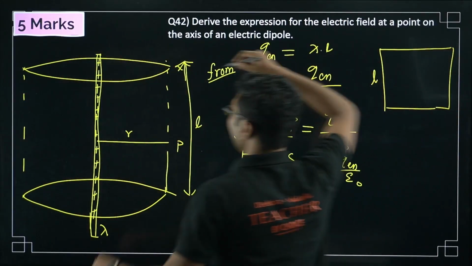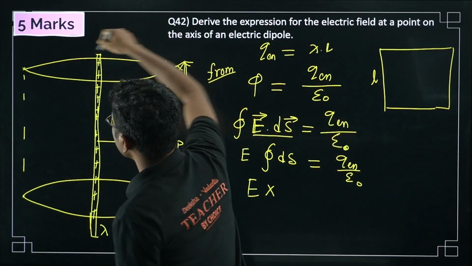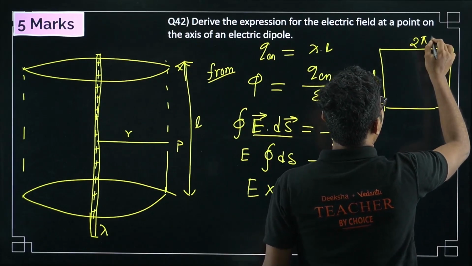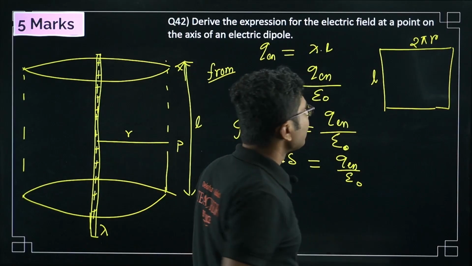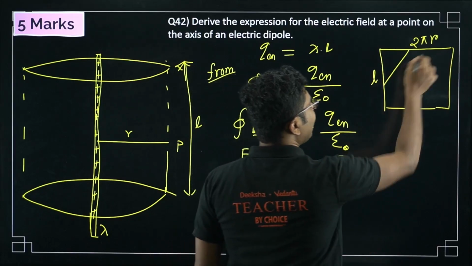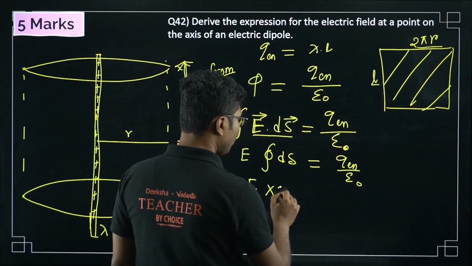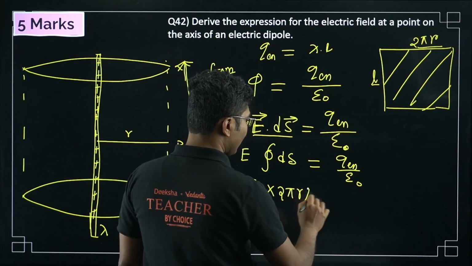Length is the perimeter of this circle. What is the perimeter of this circle? Perimeter of this circle is 2 pi r, where r is the radius. So what is the area? Area will be 2 pi r into L. So 2 pi r into L is the area.